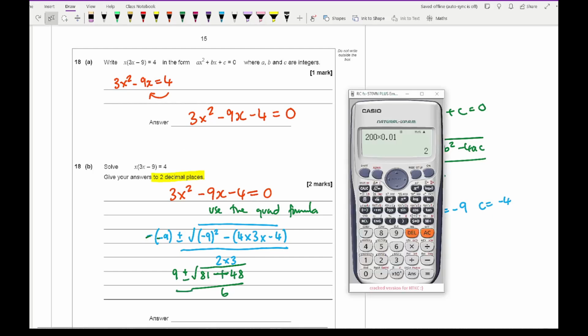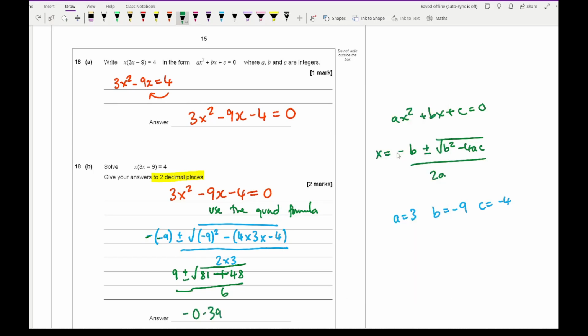Now again, if you were to type in what's written in blue, just make sure that you are using brackets, particularly around negative numbers, otherwise you could end up getting the wrong answer completely. So here, I'm going to set up my fraction. I've got 9, and let's go for the minus answer first. So I've got square root of 81 plus 48, all divided by 6, and press equals, and that gives me an answer to 2 decimal places of minus 0.39.